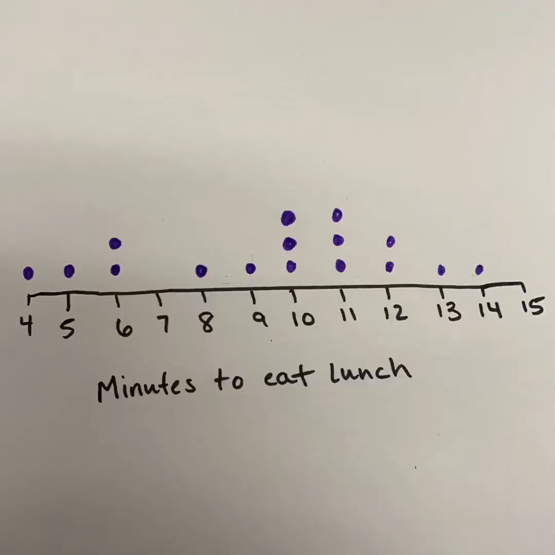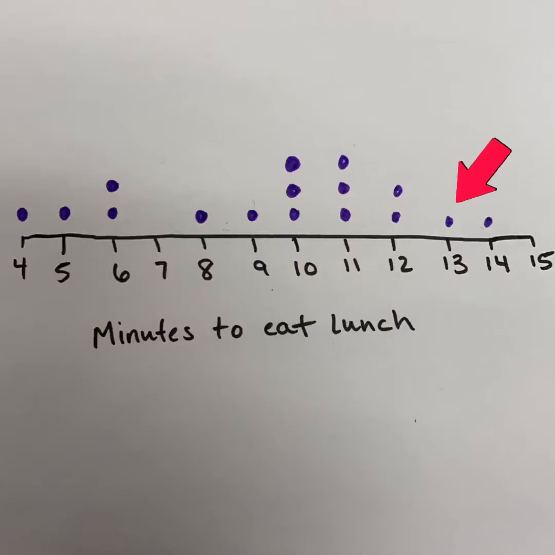In this dot plot, it shows the number of minutes that it took individuals to eat lunch. If we want to get a little bit more specific, we could look at the number of people who responded and said that it takes them 10 minutes to eat lunch. If we look at this dot plot, we can see that there were 3 people that said that it took 10 minutes for them to eat lunch. That's why there are 3 dots here.